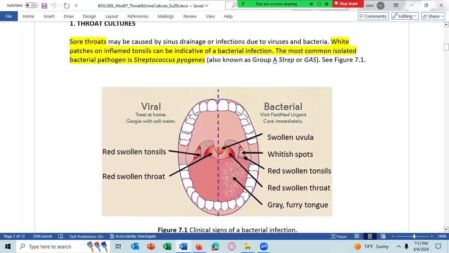The most commonly isolated bacterial pathogen from the throat is Streptococcus pyogenes. And this is the bacterial species name, what I call it. It's also called Group A Streptococcus, which I don't use, because although that is the same species, that's not a species name. And sometimes it's abbreviated as GAS for Group A Streptococcus.